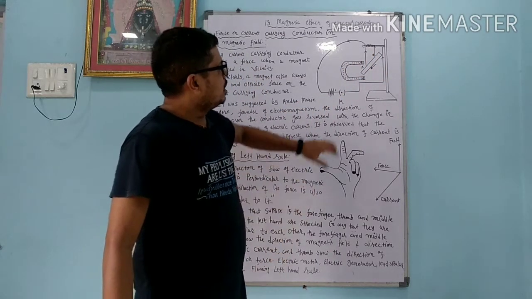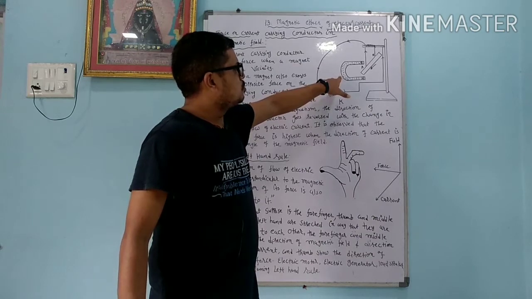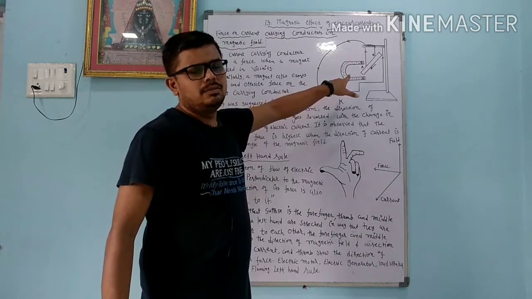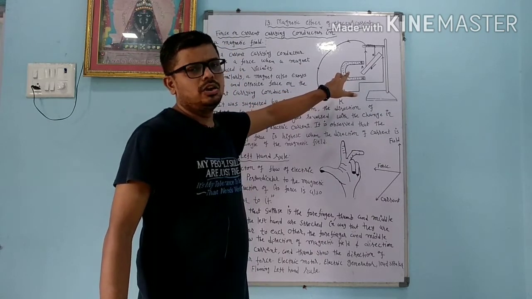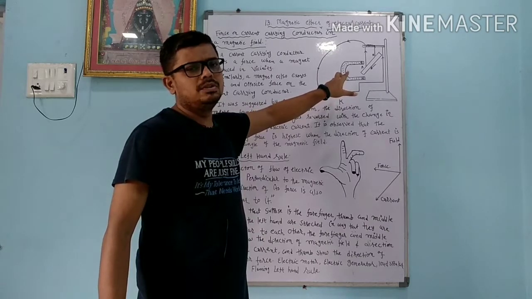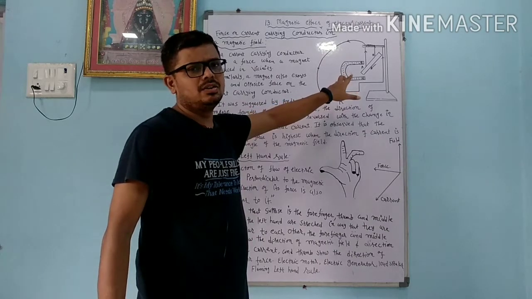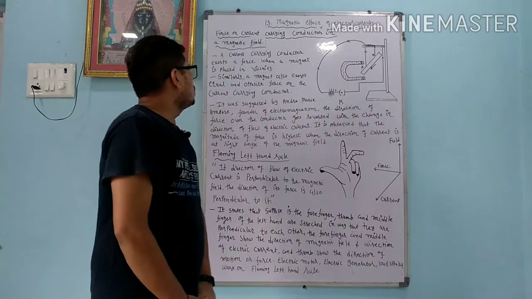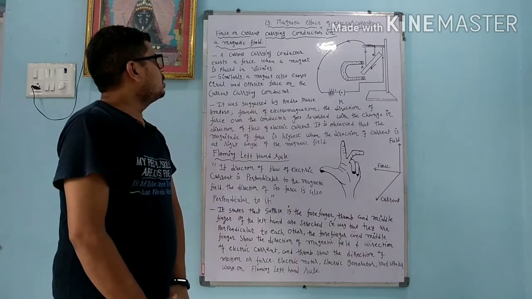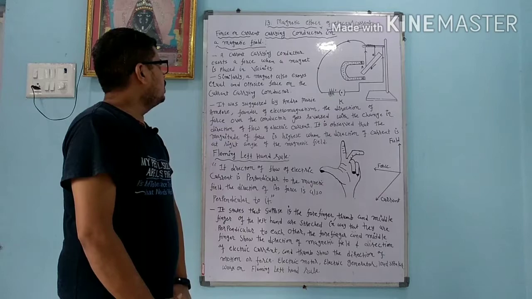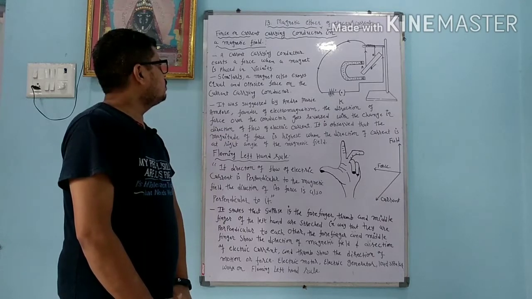Now as it comes in contact with this horseshoe magnet, then either repulsion or attraction occurs: north pole to north pole repulsion, and south pole and north pole attraction. So we will start force on a current carrying conductor in a magnetic field. A current carrying conductor exerts a force when a magnet is placed in the vicinity.